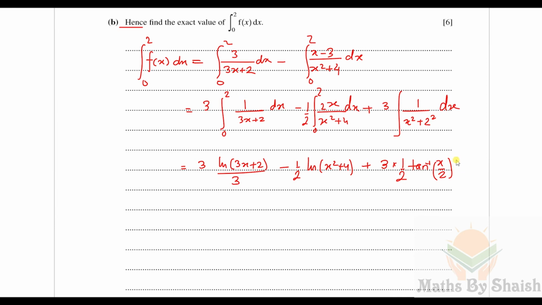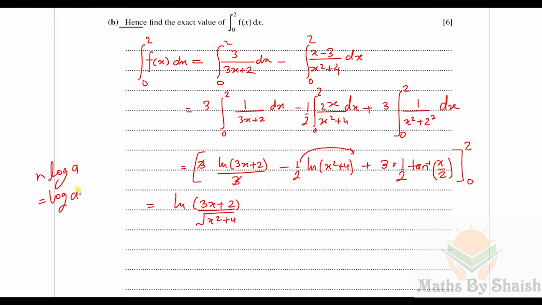Now we will put the limit, but before that we'll simplify it further. 0 to 2, it is also 0 to 2, 3 cancelled, and this 3 by 2, so we got it as ln(3x+2), and this is root 1 by 2, so we can transfer it in the multiplication, so it becomes root(x² + 4). We have used the property that n log a can be written as log a to the power n, so it becomes this plus 3 by 2 tan⁻¹(x/2).